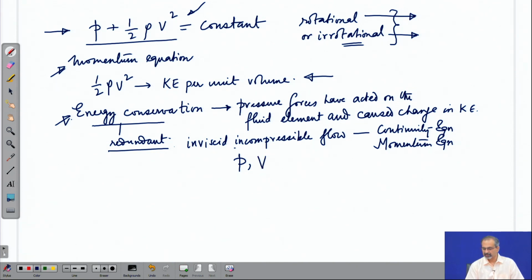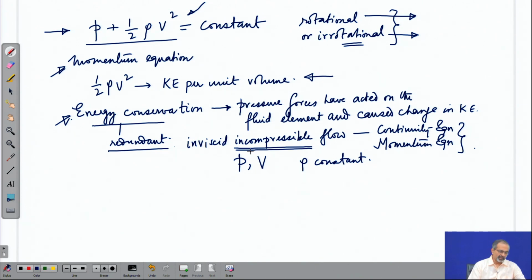Anyway, because it is assumed to be incompressible, that means the density is not changing with change in pressure. So, density is a constant. It can at most be a function of temperature that we have discussed earlier. Therefore, we realize that in inviscid incompressible flow field, only continuity equation and momentum equation are of importance.